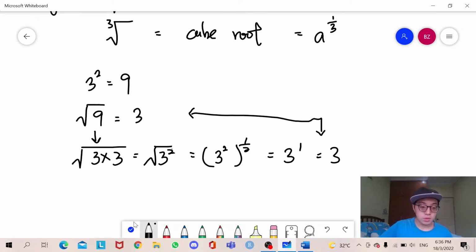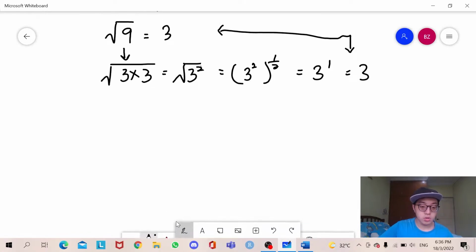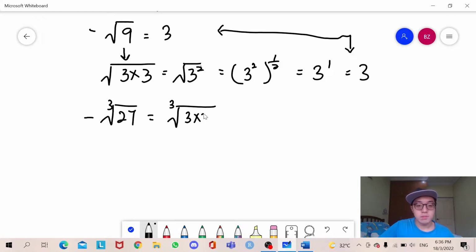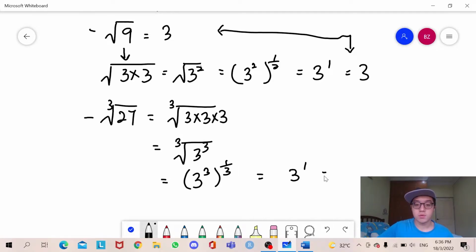If you need an example, cube root of 27 is equal to cube root of 3 times 3 times 3, which is also equal to cube root of 3 cubed. Then we will write it as 3 cubed to the power of 1 over 3, which at last gives you 3. So this is how square root and cube root work.